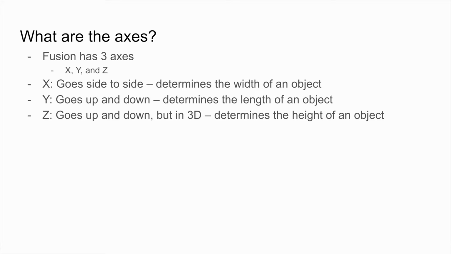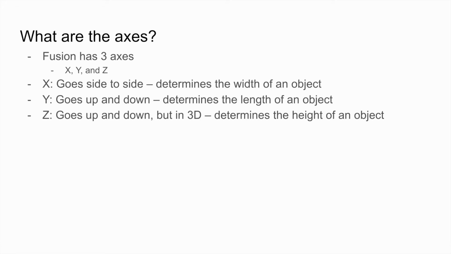Fusion has three axes: an x-axis, a y-axis, and a z-axis. The x-axis goes side to side and it determines the width of an object. The y-axis goes up and down and it determines the length of an object. The x and y-axis are what you might be most familiar with in math class because you see this starting in Algebra 1 or even probably other math. So if you're familiar with any of these axes or a combination of these axes, you're probably going to be familiar with the x and y axes.